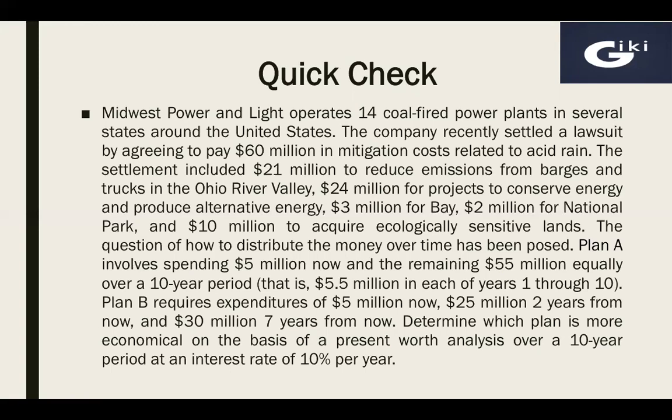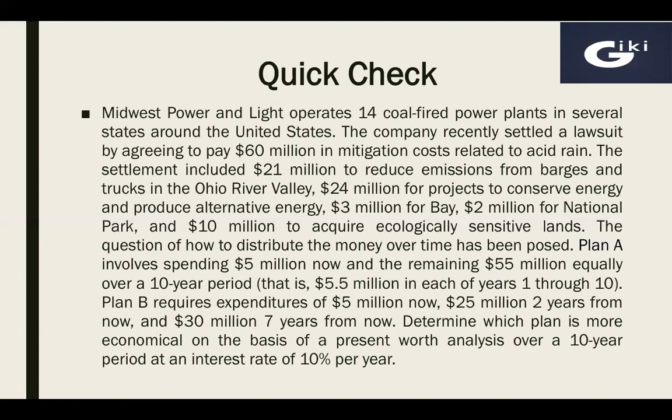Now the question of how to distribute the money over time has been posed. They have two plans. Plan A involves spending $5 million now and the remaining $55 million equally over a 10-year period. That is $5.5 million in each of years 1 through 10. Then Plan B requires expenditures of $5 million now and $25 million 2 years from now and $30 million from 7 years from now. We need to determine which plan is more economical on the basis of a present worth analysis over a 10-year period at an interest rate of 10% per year.